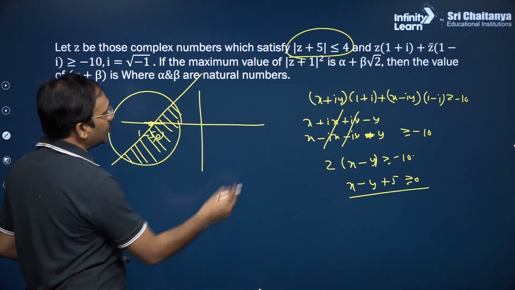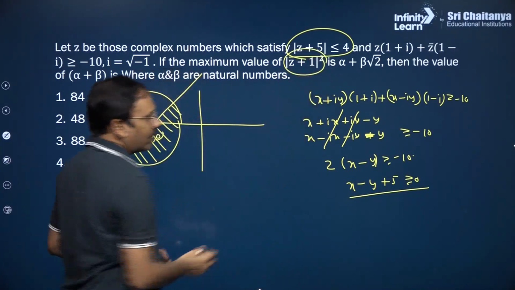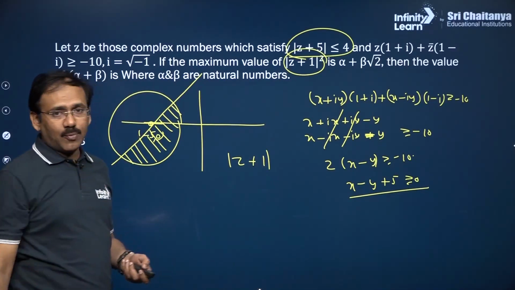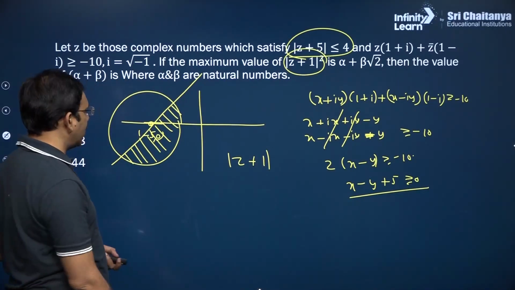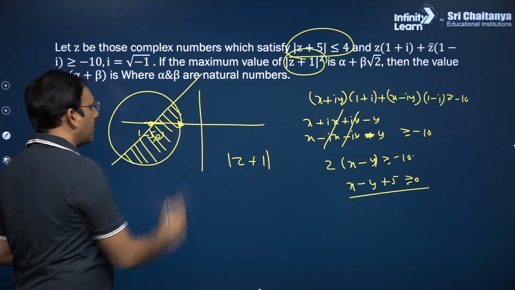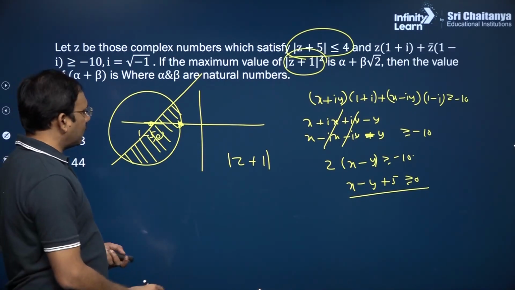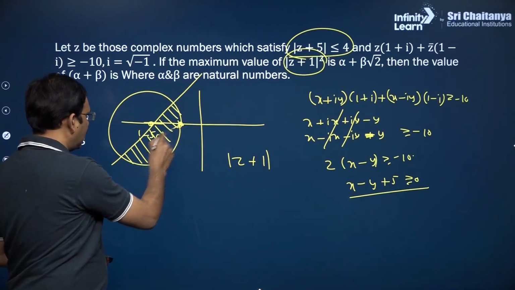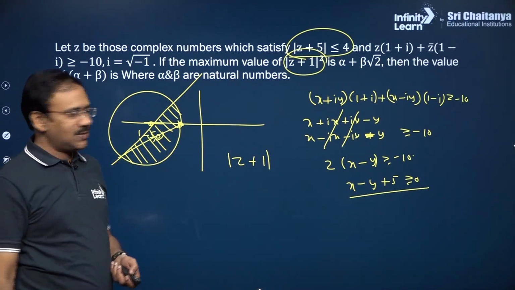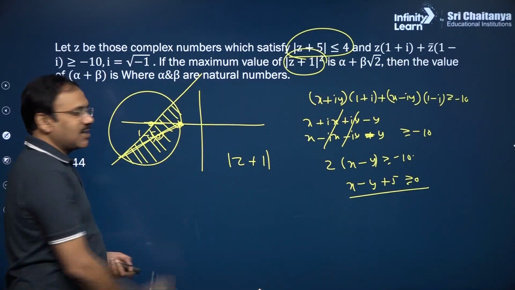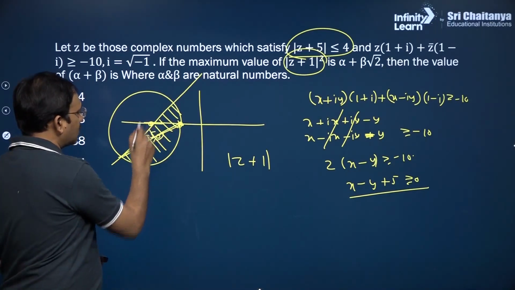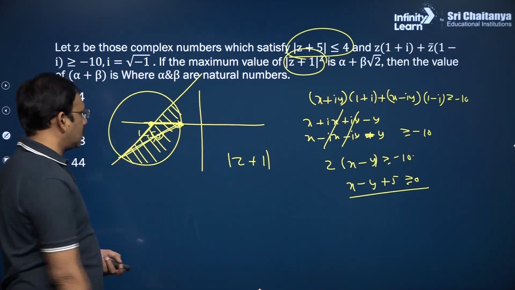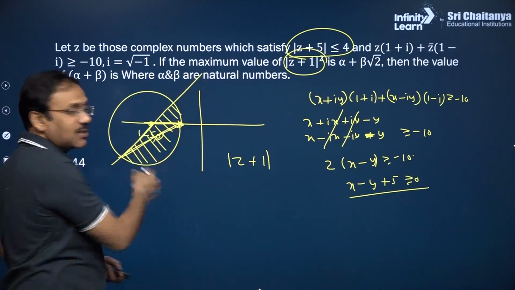Now, the maximum value of mod z plus 1 whole square. Mod z plus 1 represents the distance of all the points z from the point minus 1 comma 0. You see, friend, this is the point minus 1 comma 0. So, from this point you can find the distance to any point in z, and undoubtedly the farthest point is here, my dear friends. So, this distance is mod z plus 1. My dear friends, here you can say one point, this is center, this is radius, because this is passing through the center, right.